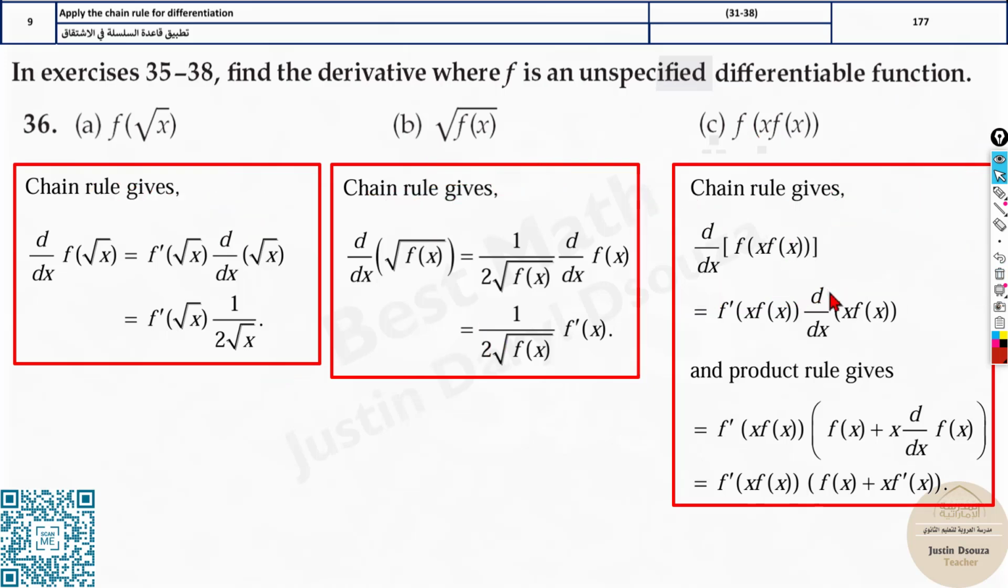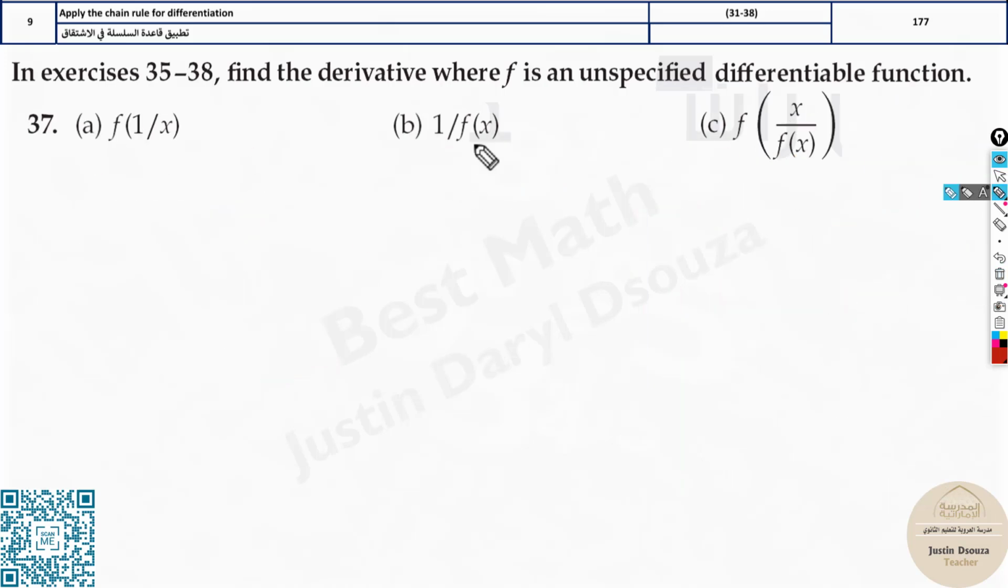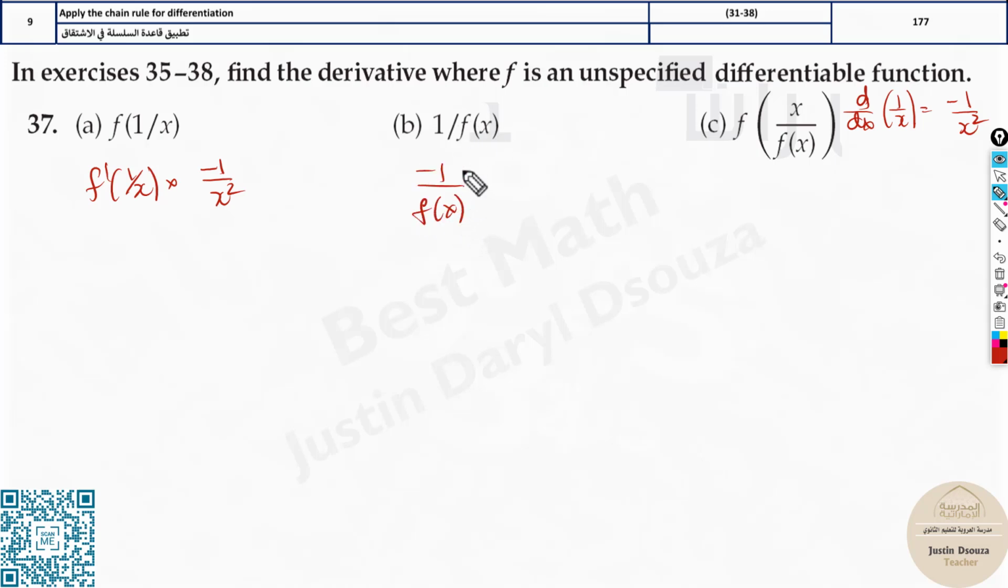And here as well, f of 1 by x. What is the derivative of 1 by x? D by dx of 1 by x will be equal to minus 1 by x squared. This is the derivative rule. Now here, first f prime of 1 by x multiplied by minus 1 by x squared. That's the answer. Here we have 1 by f of x. So it's minus 1 by f of x squared times f prime of x.